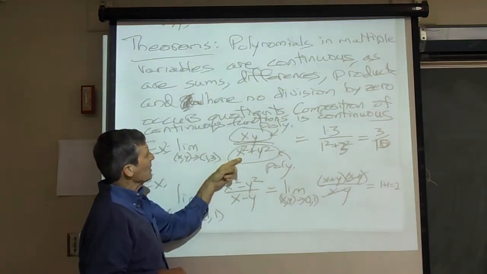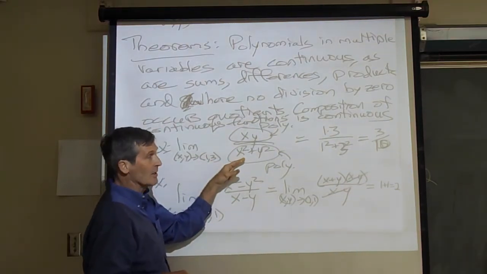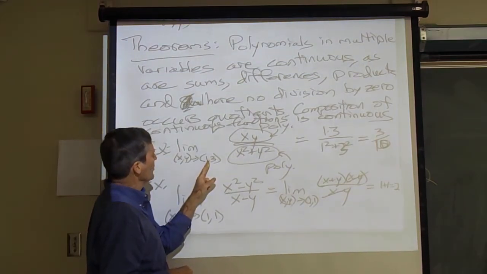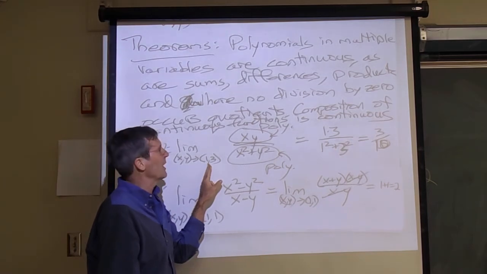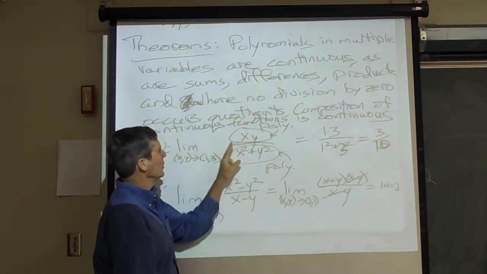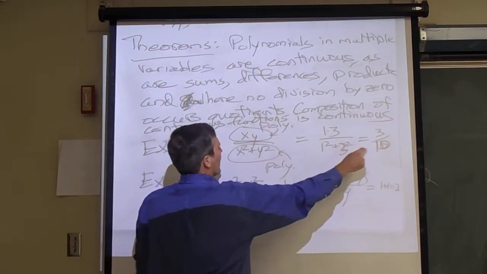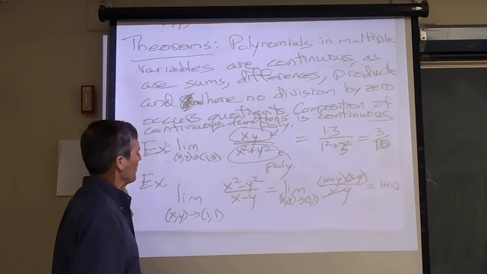The top and the bottom are both continuous because they're polynomials. Therefore, the quotient is continuous as long as the denominator is not 0 at the point we're going to. Well, we're approaching (1, 3). The denominator is not 0. So what's good about polynomials? You evaluate their limits by plugging in. You plug in 1 for x and 3 for y. 1 squared plus 3 squared on the bottom is 10. 1 times 3 on the top is 3. This limit is 3/10 just by plugging in.